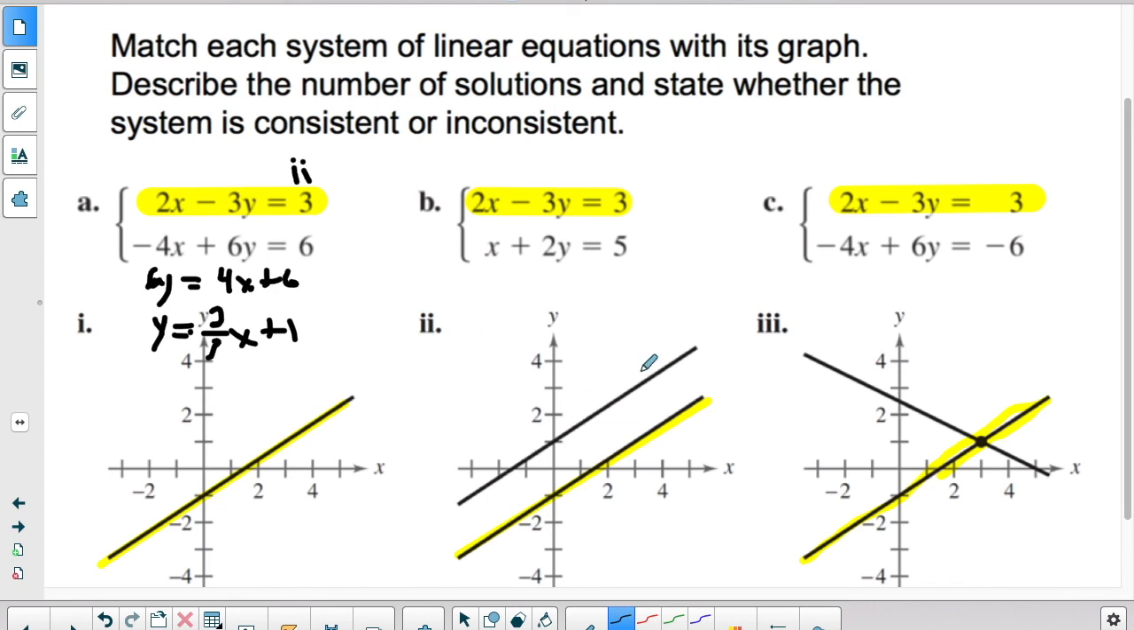And because these two equations, as we see in the graph, do not intersect, this one is inconsistent. So A would be inconsistent because the two graphs do not cross. They do not intersect. There are no solutions for those.